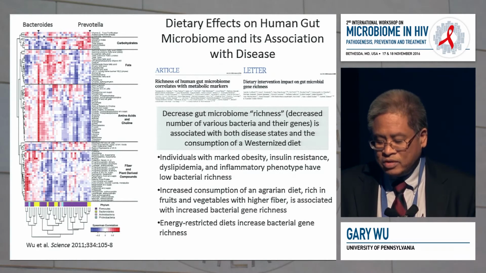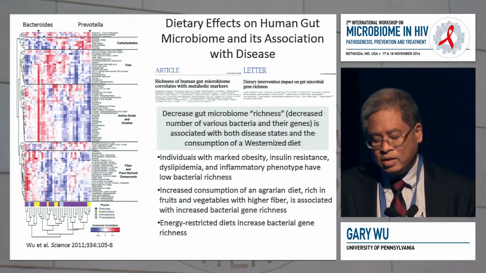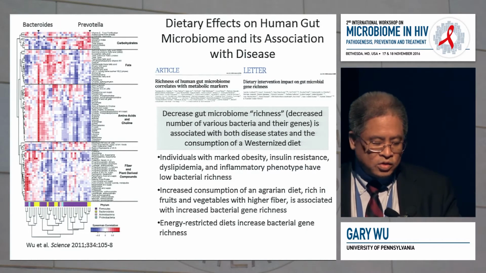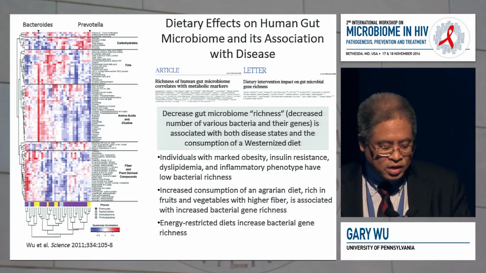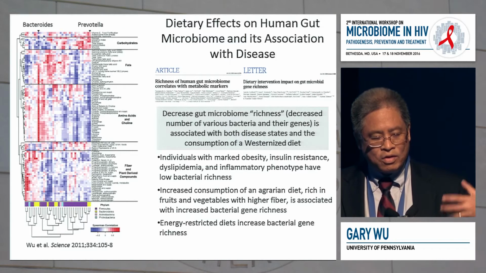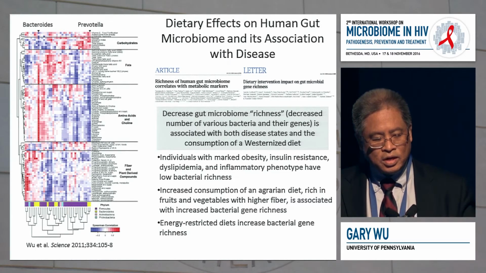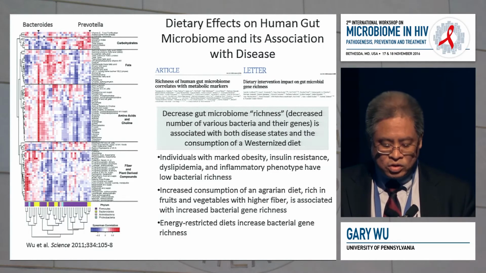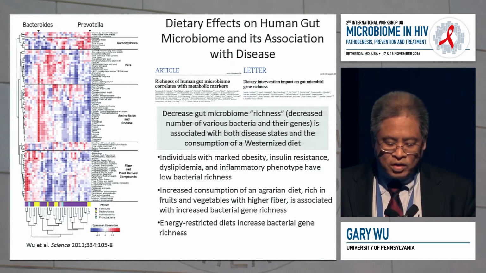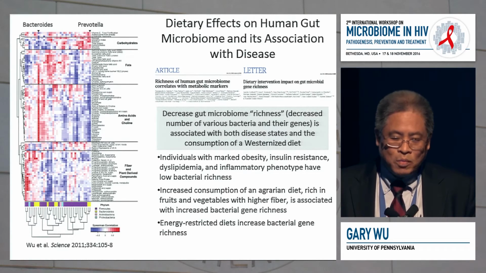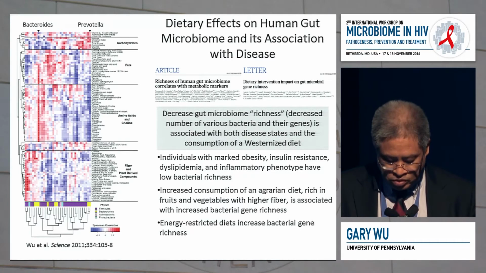On the other hand, consumption of an agrarian diet is associated with increased bacterial gene richness, and energy-restricted diets increase bacterial gene richness. So this is essentially what we see in individuals living in agrarian cultures. For example, Africa having higher microbiome richness versus individuals living in industrialized nations. And individuals in a more agrarian culture have a decreased incidence of various types of diseases, immunologic diseases, as well as metabolic diseases. That doesn't obviously necessarily mean it's the microbiome that's doing that. Obviously, the microbiome could simply be responding to diet.